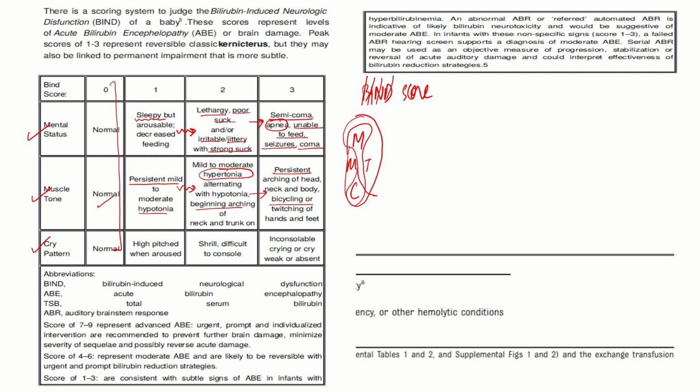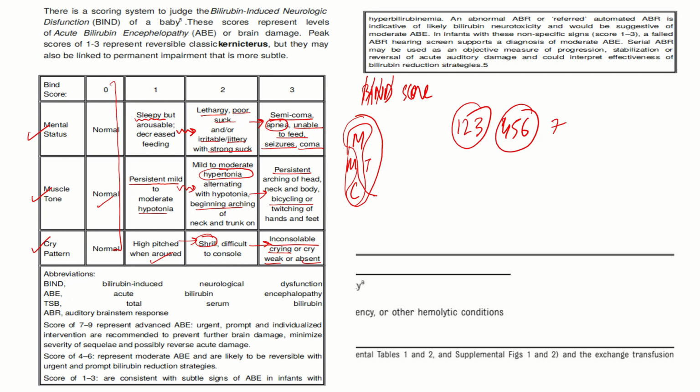Crying pattern: initially the child will cry very loudly when aroused by the mother, followed by a shrill cry, and the child is very difficult to console, and ultimately the child will have an inconsolable cry, or the cry will be completely absent or very weak, with a history that initially the child was having a very shrill cry and was very difficult to console. So this is about the BIND scoring pattern. A score of 1, 2, 3 is mild, 4, 5, 6 is moderate, and 7 and above is severe.